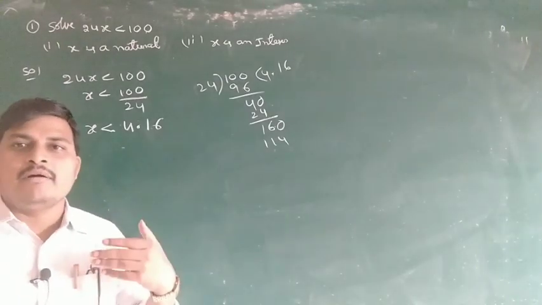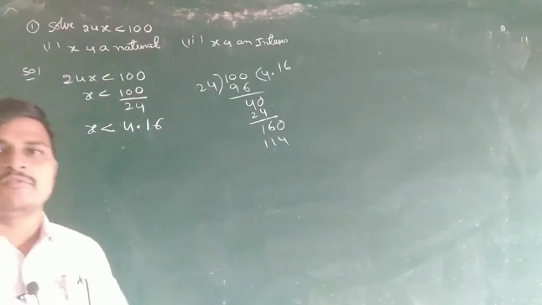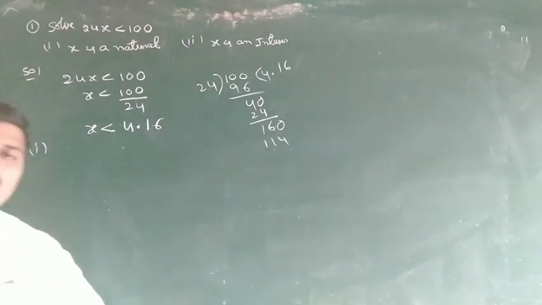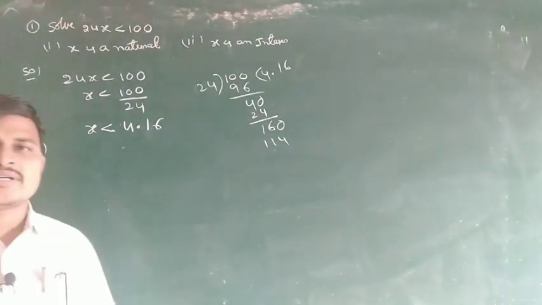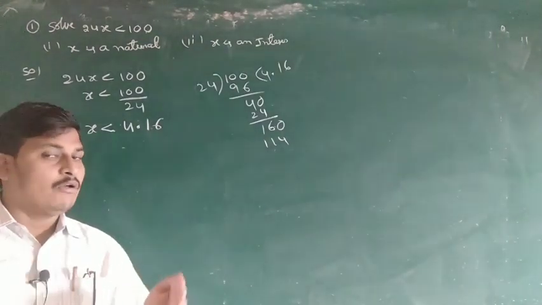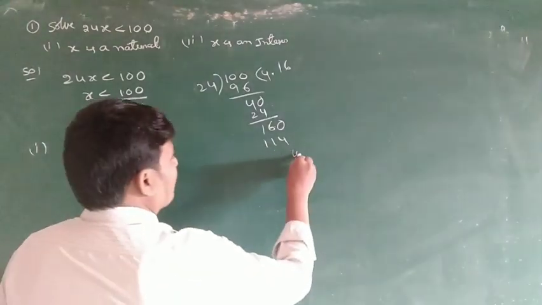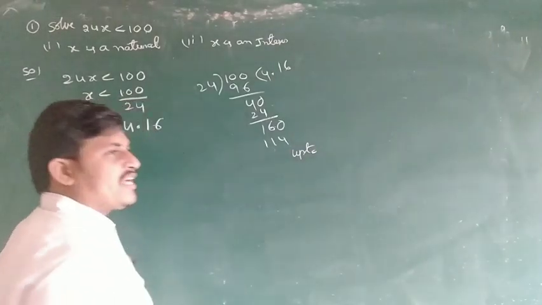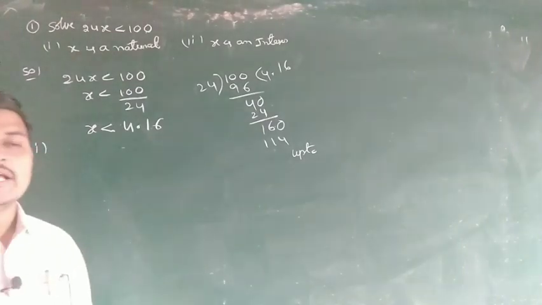Below 4.16, how many natural numbers are there? Natural numbers are 1, 2, 3, 4 and so on. Below 4, not 4 itself. Up to 4 means 1, 2, 3, 4, but below 4 the natural numbers are only 1, 2, 3.